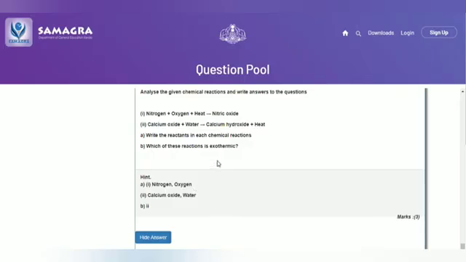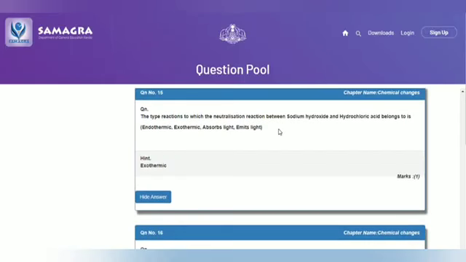Which of these is exothermic? That is calcium oxide plus water giving calcium hydroxide plus heat. It is the exothermic reaction. The type of reaction to which the neutralization reaction between sodium hydroxide and hydrochloric acid belongs is exothermic.